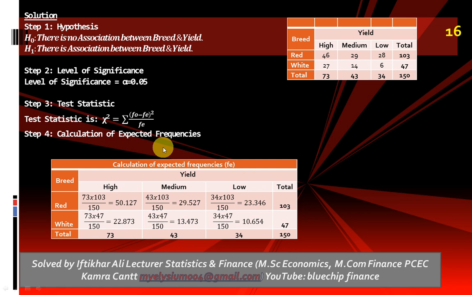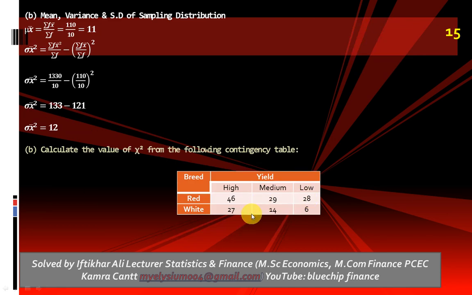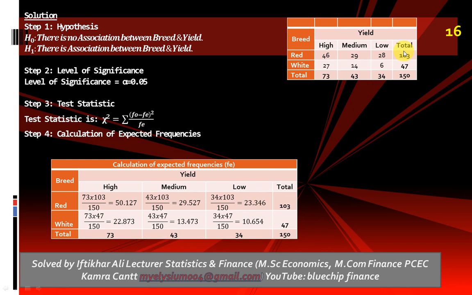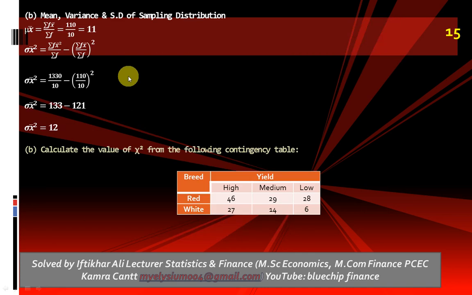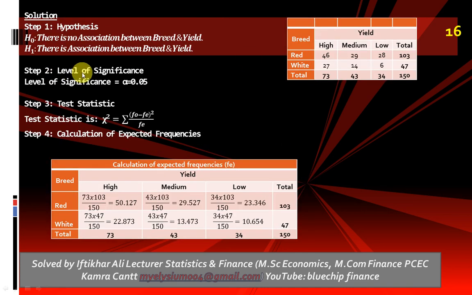So first of all, if the total is not given in the question, you must calculate the totals as calculated here. After that, the first step is to state the hypothesis. Under the null hypothesis H0, we consider that there is no relationship between these two variables, and in the alternative hypothesis we consider that there is association between these two variables. Step number 2, level of significance, which I think is given in the question. If it is not given, normally the level of significance taken is 0.05 or 5%.